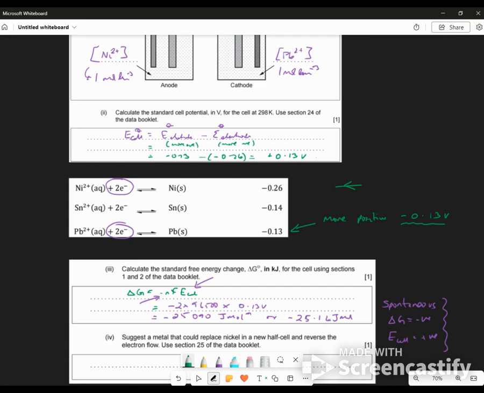So a typical metal there is silver. We could use the silver, silver plus system. Or you could use copper, I'd imagine. Copper 2 plus, copper system. Now silver, I've got a feeling it's 0.8 volts. Copper, I've got a feeling it's 0.34 volts, both of which are more positive than that. So there's your answer there.